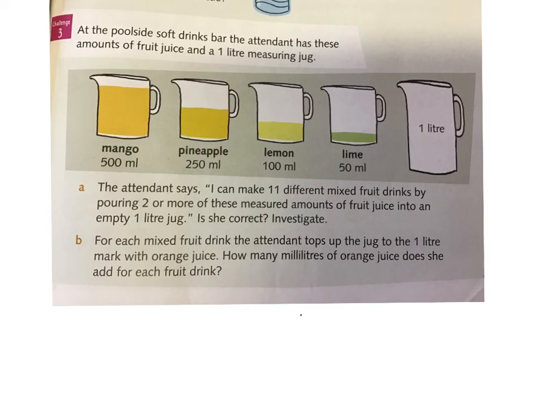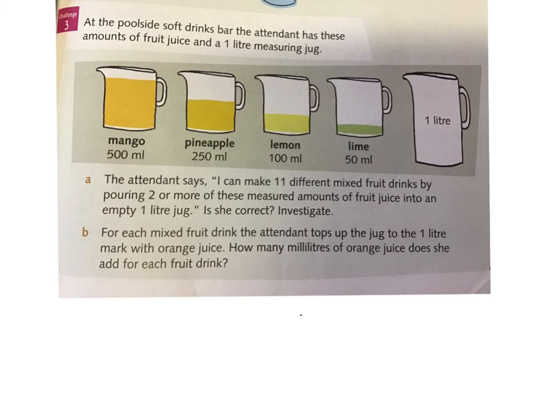Challenge 3, as usual, is a bit of a brain teaser, so it'll require careful thinking. At the poolside soft drinks bar, the attendant has these amounts of fruit juice and a 1 litre measuring jug. Got 500 millilitres of mango, 250 of pineapple, 100 of lemon, and 50 millilitres of lime, and this 1 litre jug here. And the attendant says, I can make 11 different mixed fruit drinks by pouring 2 or more of these measured amounts of fruit juice into an empty 1 litre jug. Is she correct? And you've got to investigate that.